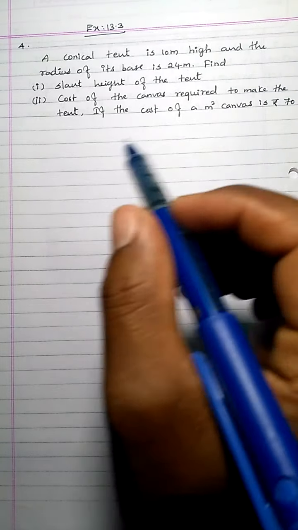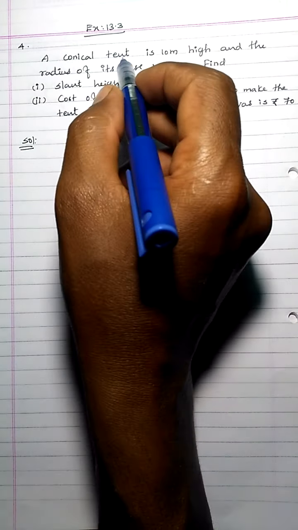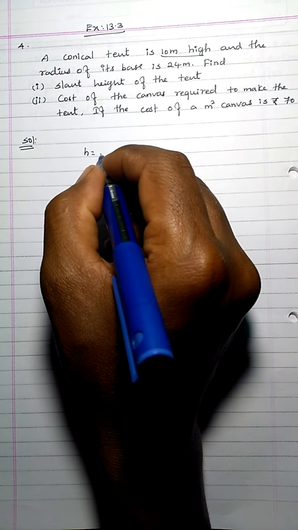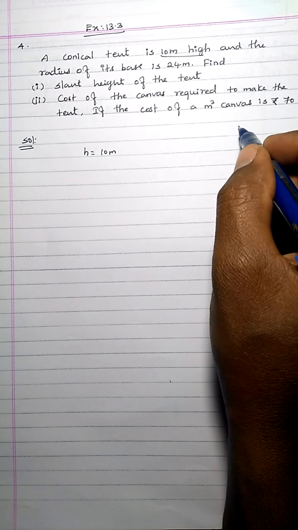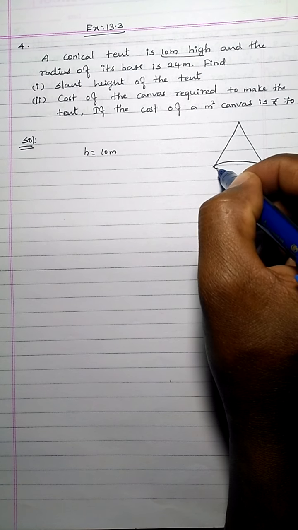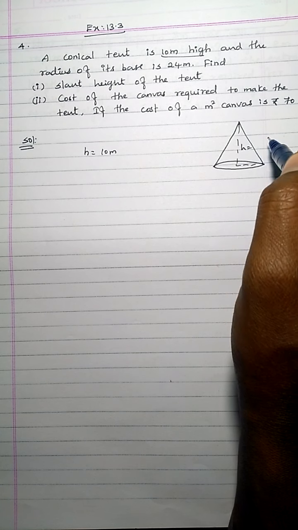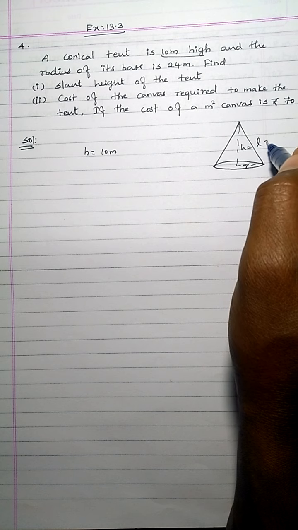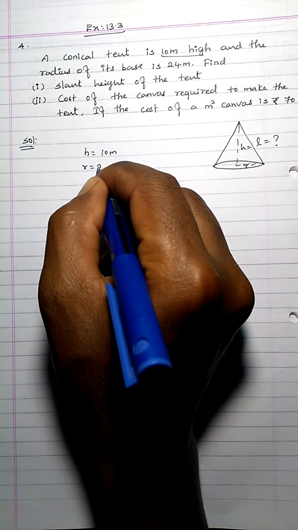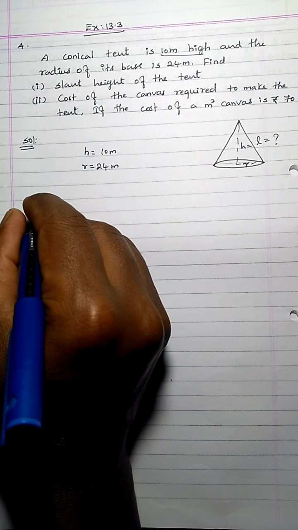Okay, so let's take the given data first. The height of the tent is given, not the slant height, so h is 10 meter. Let's draw a rough diagram of the tent. This is the height, h is given and our radius is given. Slant height we have to find out. So radius of the base r is equal to 24 meter. First, we have to find out the slant height.